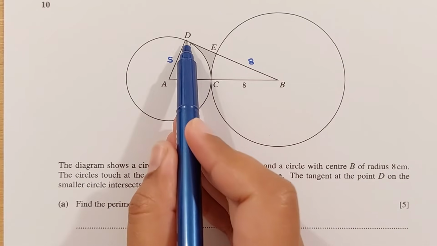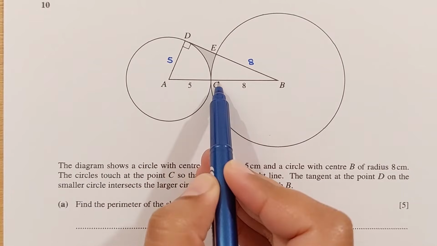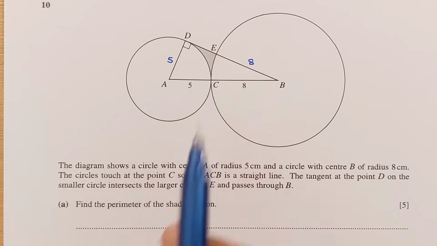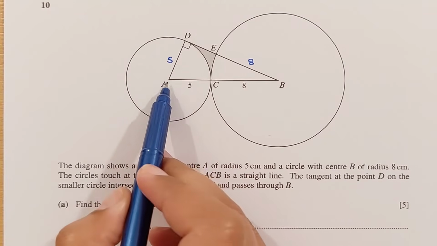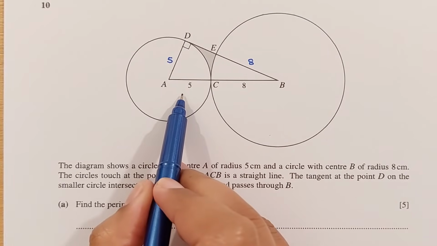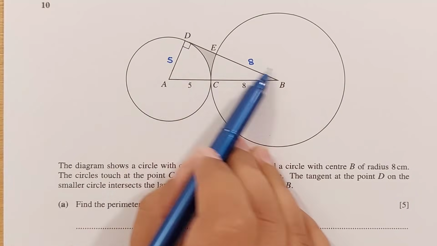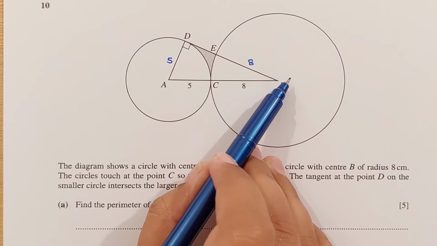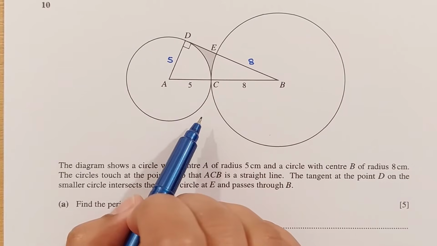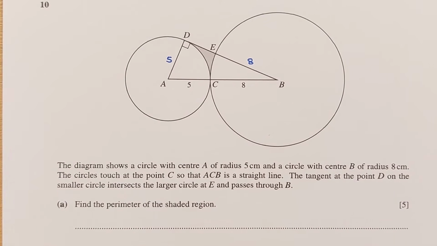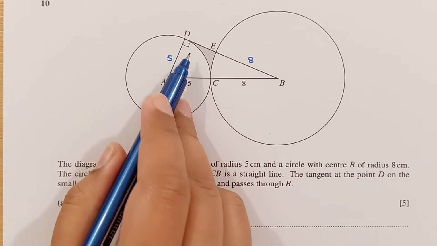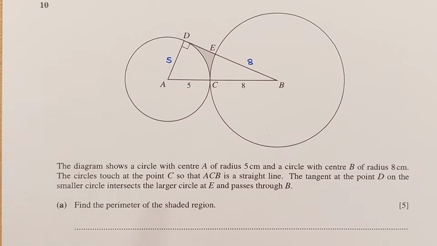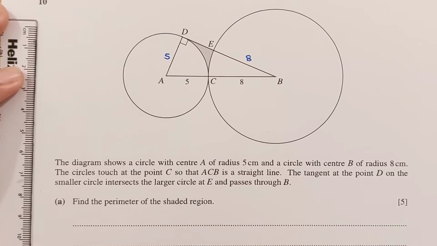Okay, so arc length A, E, and C. This is a right angle triangle. We know this side is 5, and this side is 8 plus 5, which is 13. Let me find this side DB by applying Pythagoras theorem.